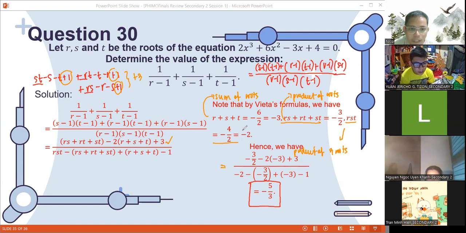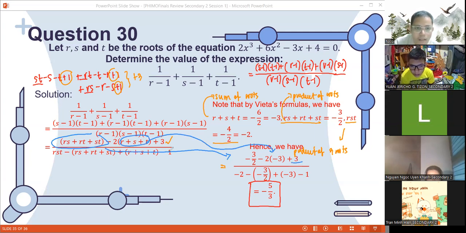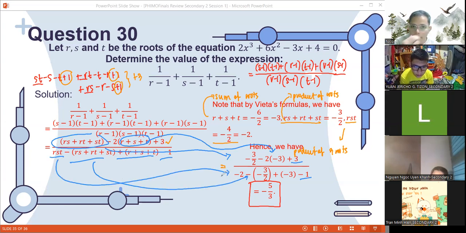Sir, what is this negative 3? What is this negative 2? Be observant. This one is just taken here. This one is just this, then plus 3. Then this is minus 1, which is this one. Then this is minus 3, which is this one. And then RST is this one. If you're observant enough, you can simplify this using Vieta's formula.